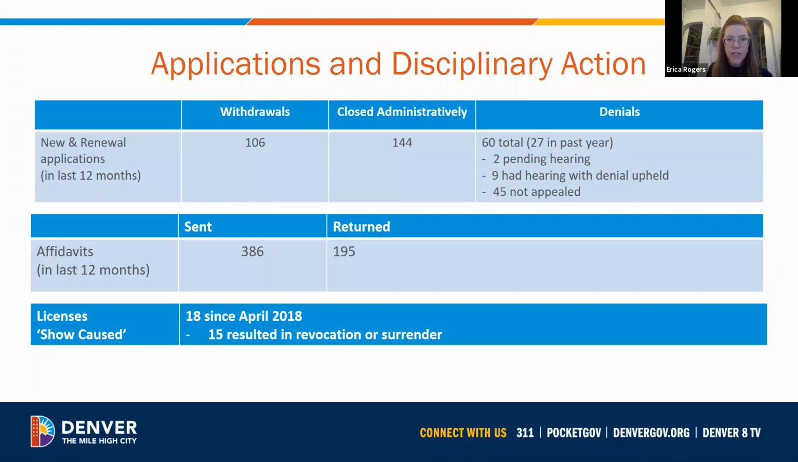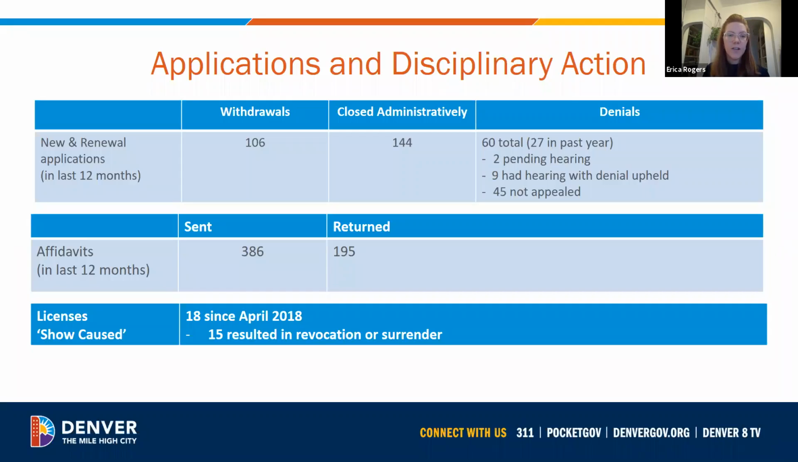I'll let Brian jump in if he has anything to add on this slide, but this is just an update on the disciplinary action as well. One thing that we realized is that we've been tracking since the beginning of when we started doing this. And so the numbers this month just reflect the numbers in the last 12 months, so in the past year.